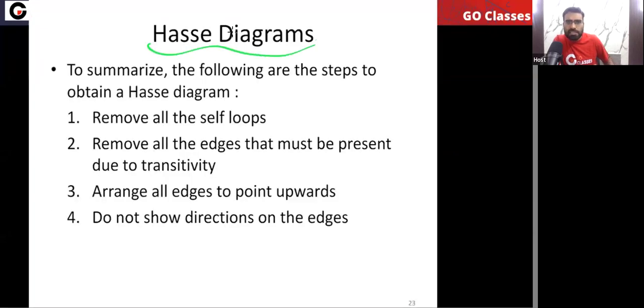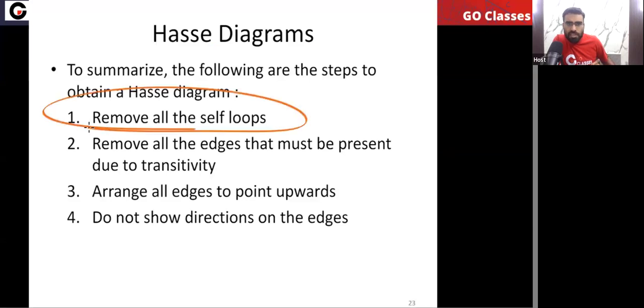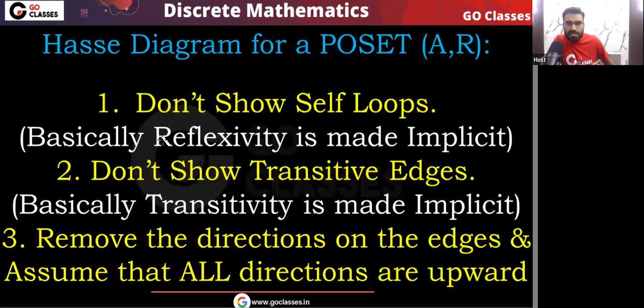Now, let's see how to create the hash diagram. What are the rules to create hash diagram? These are the steps you can take. In the hash diagram, remember, first you remove all the self loops. Tell me, are you removing the reflexive property? If I remove the self loop in the diagram, am I telling you to remove the reflexive property? No, you cannot remove the reflexive property.